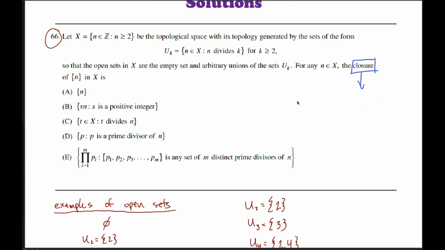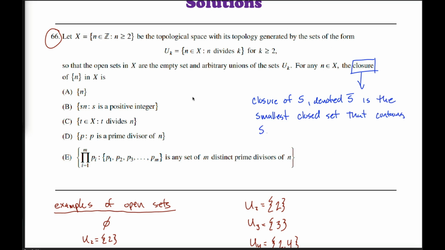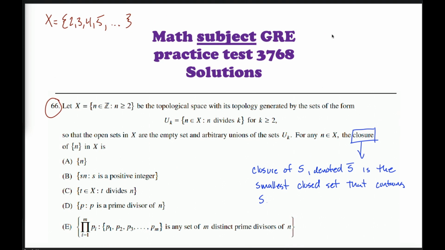The one that I prefer, that'll be the most relevant for this problem, is that the closure of some set S, which is often denoted S with a little bar up on top, is just the smallest closed set that contains S. So in the standard topology on the real numbers, if my set S is the open interval from 0 to 1, the closure of S would be the closed interval from 0 to 1. It's a closed set, and it's the smallest closed set that contains this open interval.